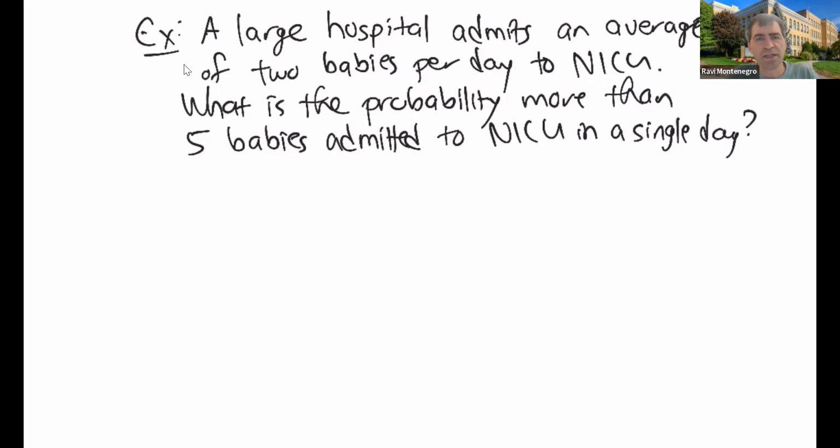So if we look at this question, it doesn't even look like it's binomial. I've said there's an average of 2 babies a day that go to neonatal intensive care. And I want to know what's the chance of 5 babies or more being admitted. I guess I said more than, I meant 5 or more, but I'll leave it how it is. And just looking at this, there's no way to answer the question. So we need to think a little bit about the context here.